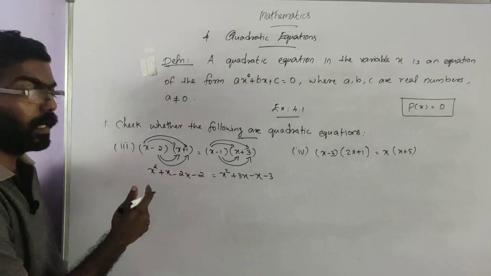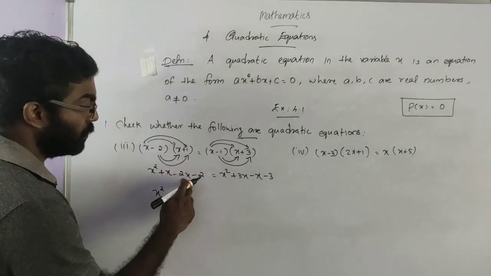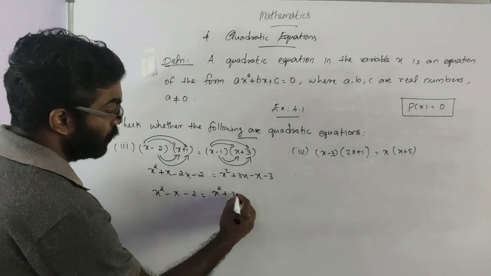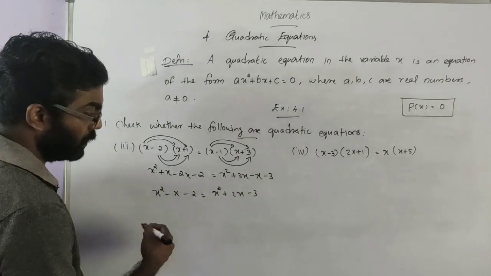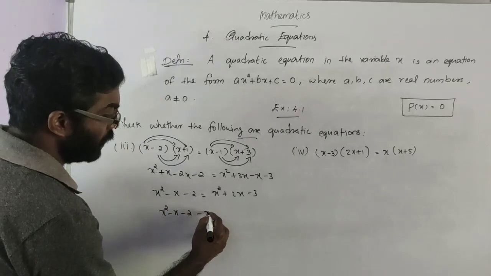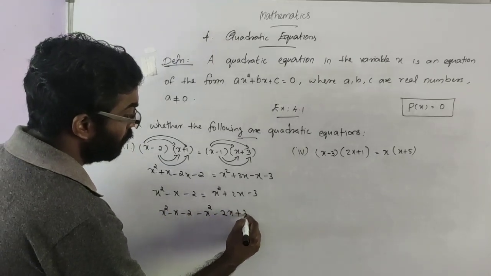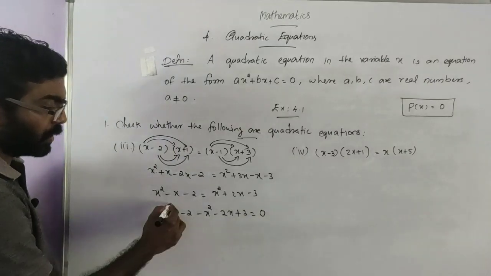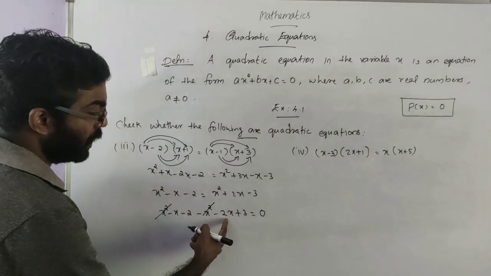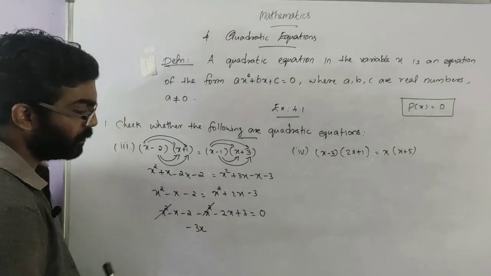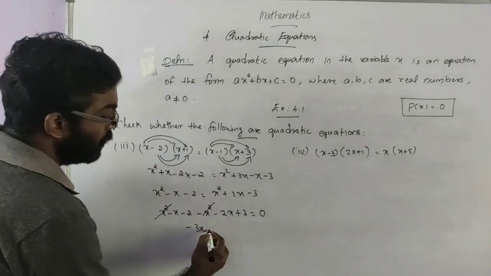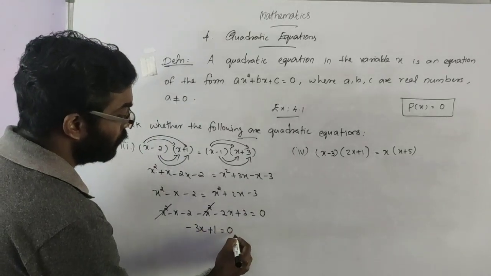Here we can combine the like terms: x square plus x minus 2x, that is minus x minus 2. Here x square plus 2x minus 3. Now we can take this term to the left side. x square minus x minus 2 minus x square minus 2x plus 3 is equal to 0. x square and minus x square get cancelled. Minus x minus 2x, that is minus 3x. Minus 2 plus 3, what is minus 2 plus 3? It is plus 1, which is equal to 0.